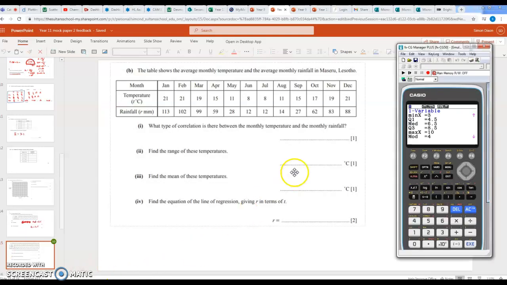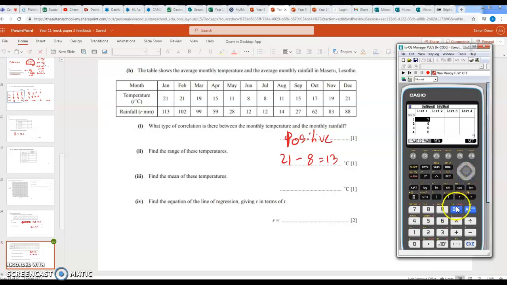Let's just get my calculator up. So we already said this should be positive, because as temperature goes up, rainfall goes up. We already said we can know the range is 21 minus 8, which is 13. Find the mean of these temperatures. Okay, so the temperatures are just the numbers at the top. So again, let's just delete everything.